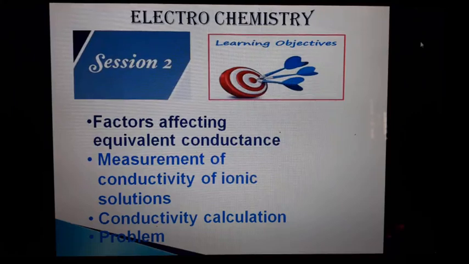Students, now the topic from electrochemistry, session 2. What are the learning objectives in this chapter? Second session: factors affecting equivalent conductance, measurement of conductivity of ionic solutions, conductivity calculation, and problem. One example problem. Okay.